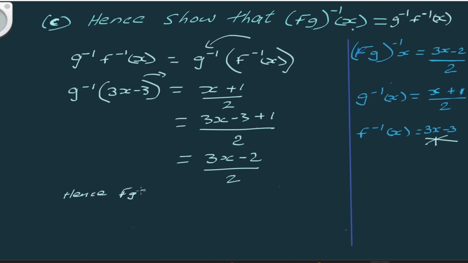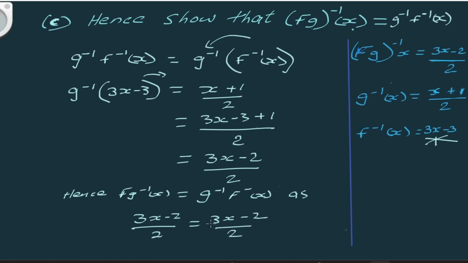f of g inverse x equals g inverse f inverse x, as 3x minus 2 over 2 is equal to 3x minus 2 all over 2. And this is how we prove that the function f of g inverse, of course this is in brackets here, f of g inverse x is the same as g inverse f inverse x. And that will conclude this part of the question here.